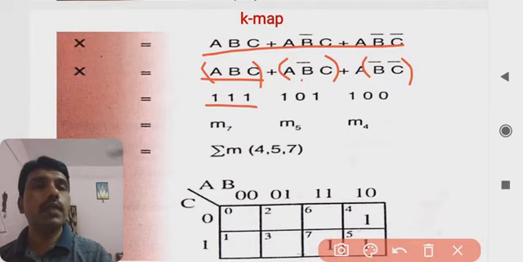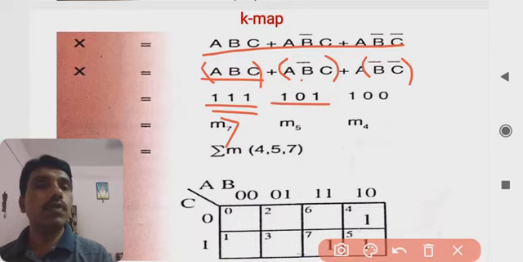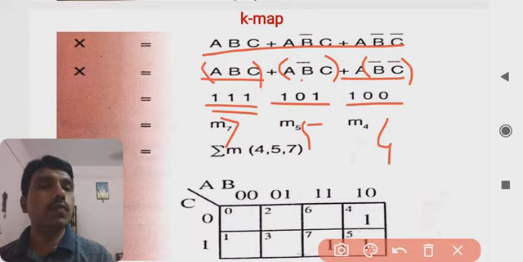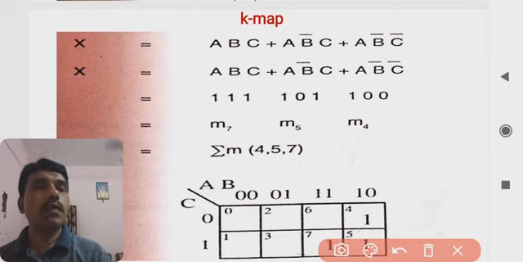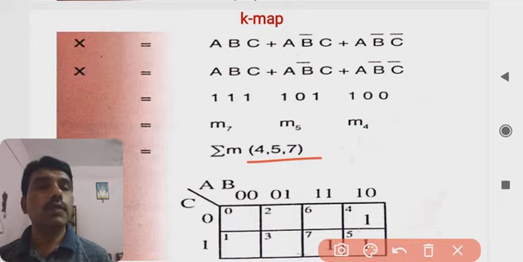So ABC will have the value 1 1 1, that is nothing but 7. A B complement C is 1 0 1, that means 4 plus 1, 5. And A B complement C complement will be 1 0 0, which has the value 4. So the min terms, if we write them in sequence, are 4 5 7. Now we have to represent the min terms in the K map.